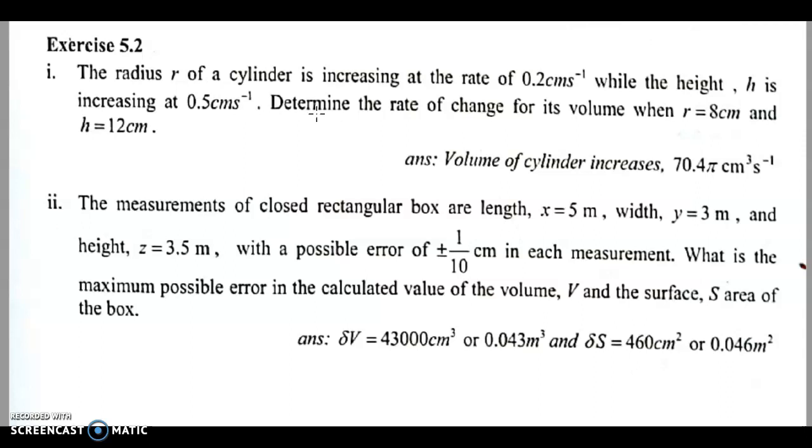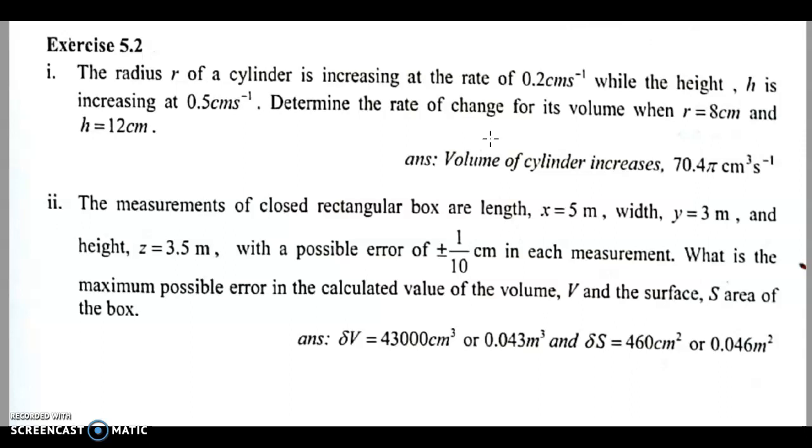So now what will happen next? Just imagine you have a cylinder. What will happen to the volume? It will also change, of course, right? So they want to know what is the rate of change for the volume of that cylinder when r is equal to 8 cm and the height is equal to 12 cm. So we are going to find the rate of change by using the formula of rate of change, or chain rule, that we have looked at previously.